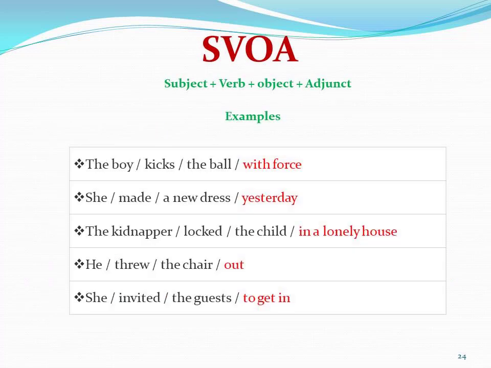The first pattern is the SVOA pattern, that is subject plus verb plus object plus adjunct. See the examples. The boy kicks the ball with force. She made a new dress yesterday. The kidnapper locked the child in a lonely house. He threw the chair out. She invited the guest to get in. In all the examples, the adjunct occurs at the end and at the same time gives only extra information to the sentence. Without the adjunct, the sentence is still meaningful.